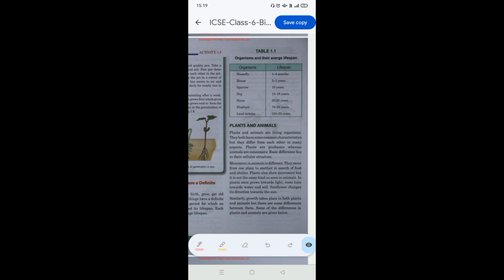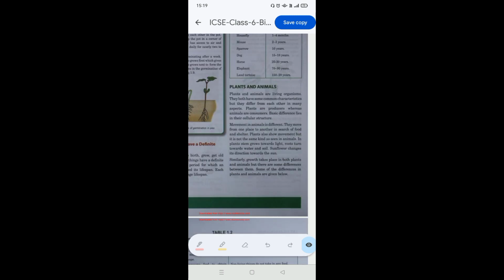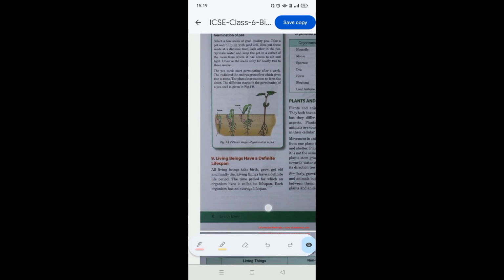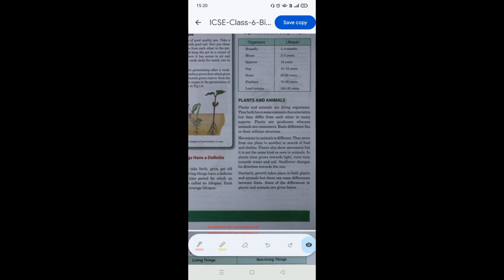Fourth, it can be respiration, reproduction, and they grow. They have a definite lifespan. They excrete, they respire. So till now we have studied there are 9 characteristics of living things which differentiate them from non-living things.